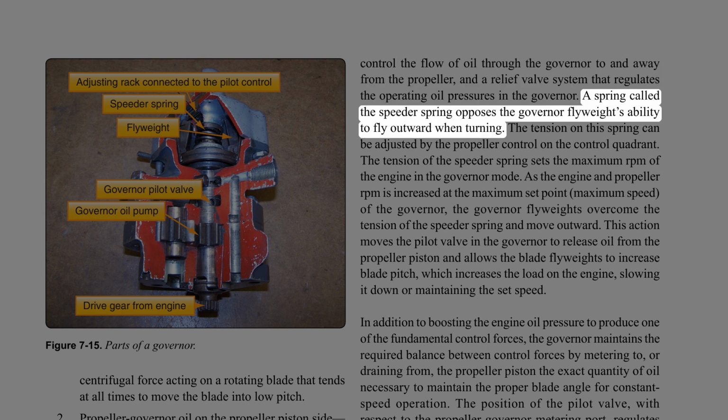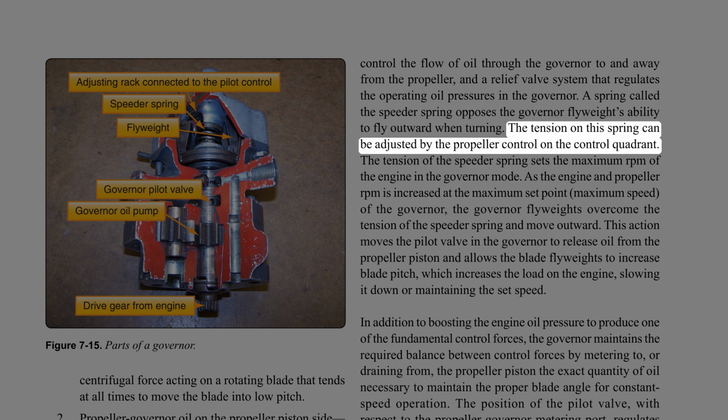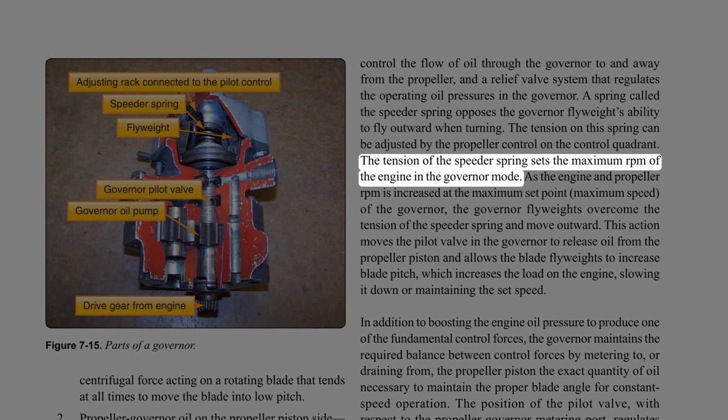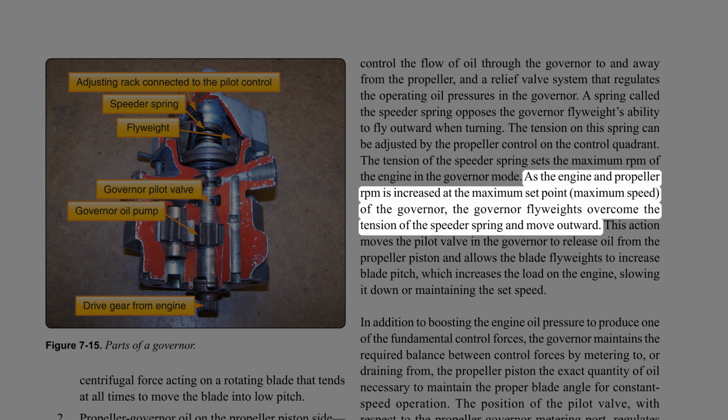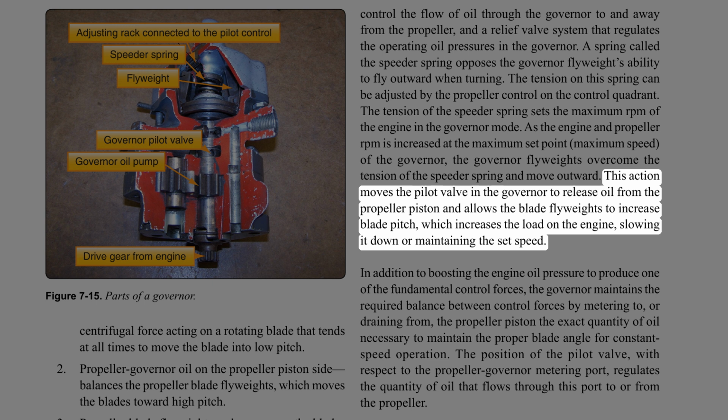A spring called the speeder spring opposes the governor flyweights' ability to fly outward when turning. The tension on this spring can be adjusted by the propeller control on the control quadrant. The tension of the speeder spring sets the maximum RPM of the engine in the governor mode. As the engine and propeller RPM is increased to the maximum setpoint, the governor flyweights overcome the tension of the speeder spring and move outward. This action moves the pilot valve in the governor to release oil from the propeller piston and allows the blade flyweights to increase blade pitch, which increases the load on the engine, slowing it down or maintaining the set speed.